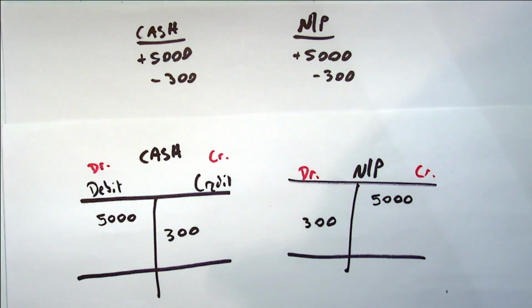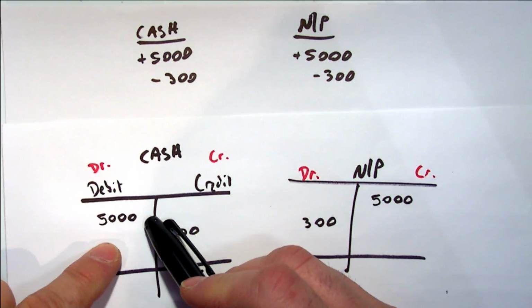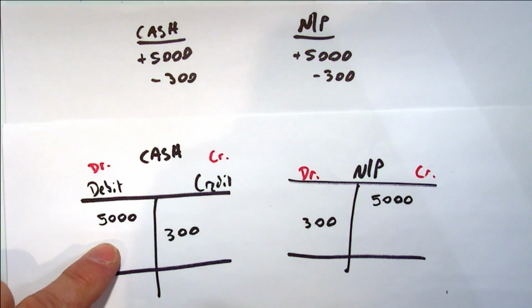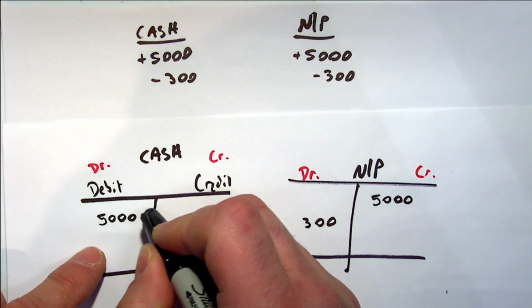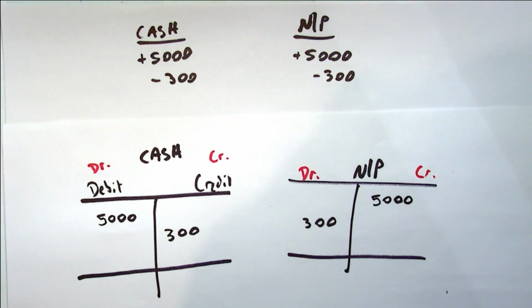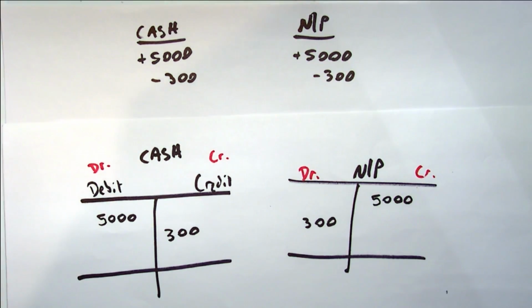Another thing, when I wrote that 5,000 there, that was called debiting the account. So if I say I'm going to debit cash for 5,000, that means I'm going to write 5,000 on the debit side. If I say I'm going to credit notes payable for 5,000, that means I'm going to write 5,000 on the credit side or the right side. Does that make sense? Okay.